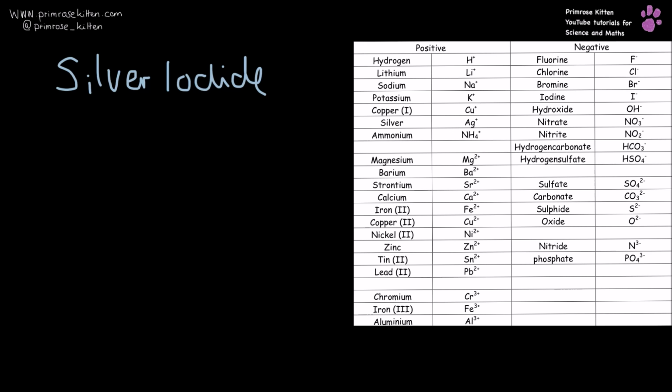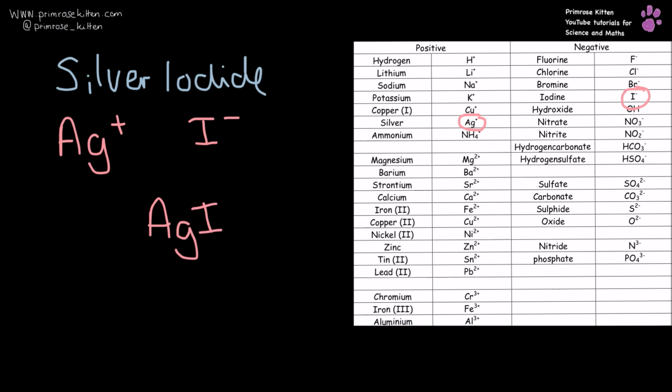So silver iodide. Here we have silver, here we have iodide. You can see that is Ag+ and I-, positive and negative in a 1-to-1 ratio, so it's just going to be AgI.